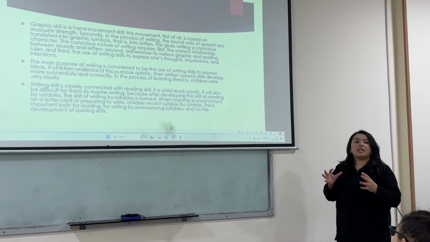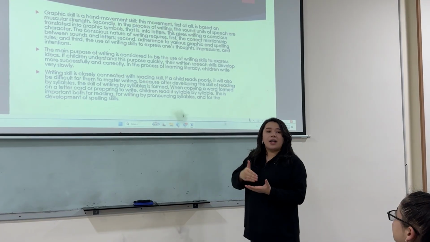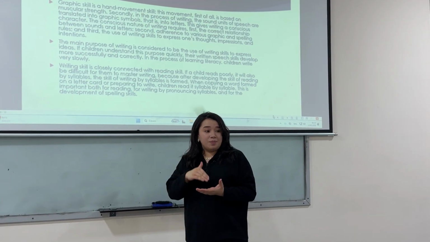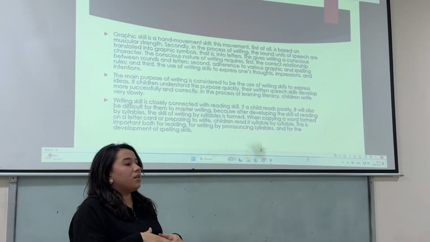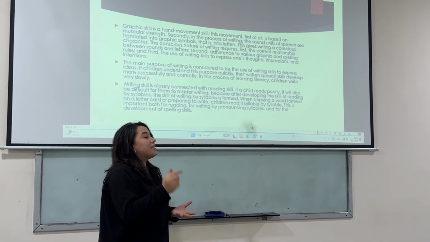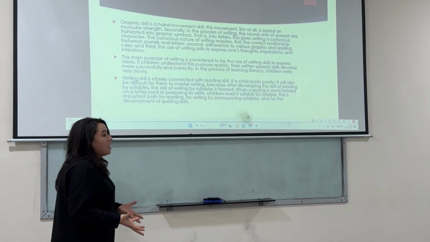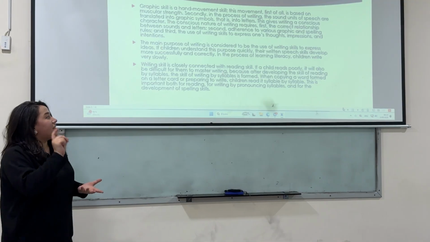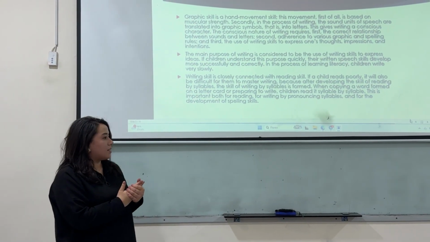Writing skill is closely connected with reading skills. If the child reads slowly, it means they also write slowly. When we want our children to write fast, we should teach them how to read fast. In order to read fast, they should read syllables correctly. Next.